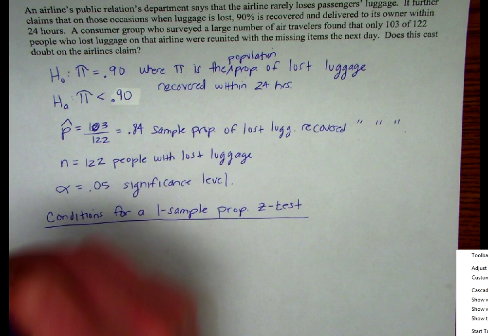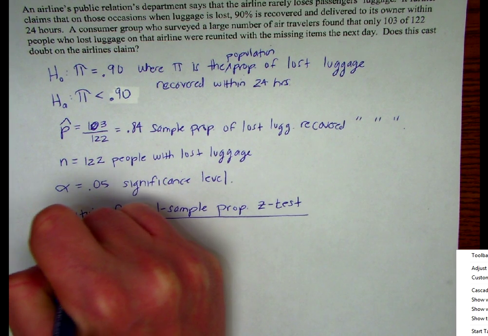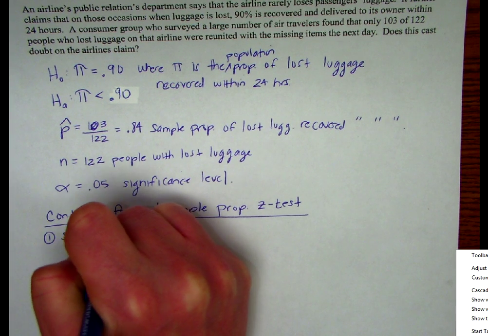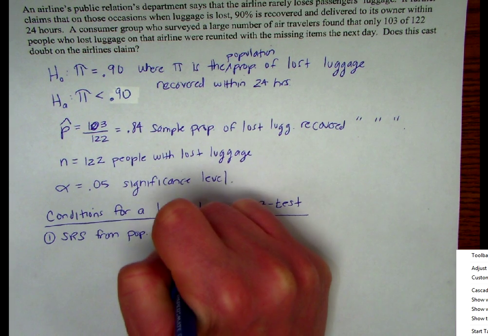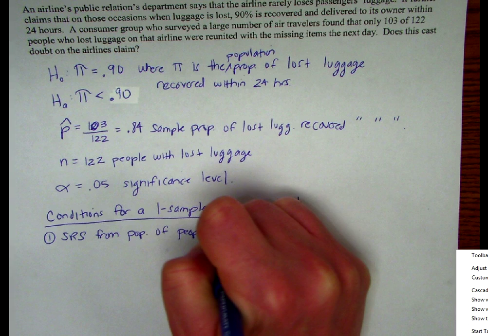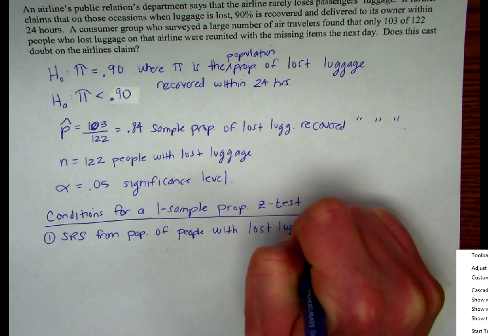Okay, so number 1, and hopefully something you're somewhat familiar with, is going to be very similar to what you've already done. Is it a simple random sample from the population of people who've lost their luggage? So is it a simple random sample from the population of people with lost luggage?